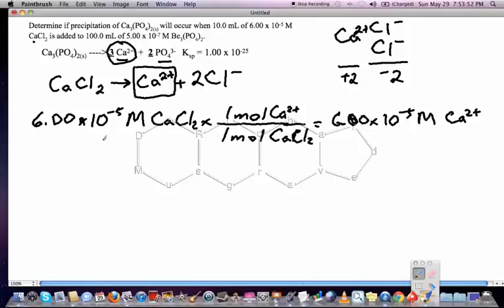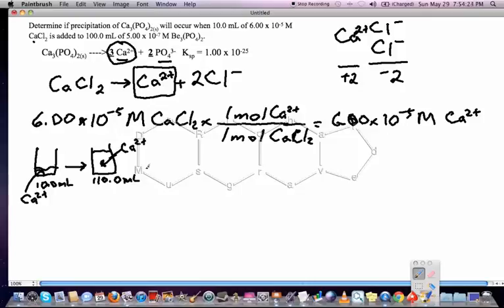The formula for dilution, I'll just do this pictorially for you so you know what's going on. So you've got a 10 ml solution, and it's going to be 110.0 mils now. So we've got a certain amount of calcium 2+ in here, and we're still going to have calcium 2+ in here. It's just that now it's going to be a whole lot more dilute than it was.